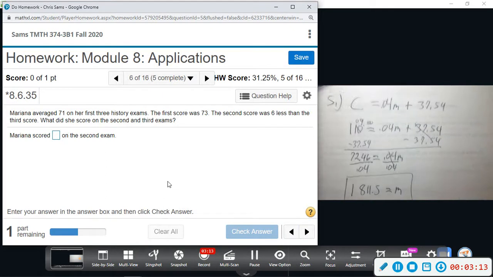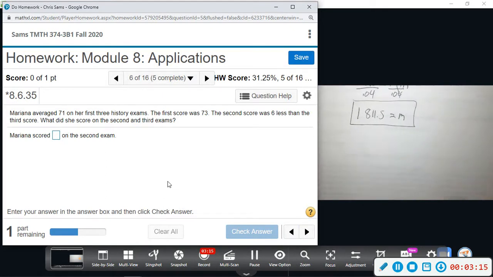All right, number 6. This problem says Mariana averaged 71 on her first 3 history exams. The first score was 73. The second score was 6 less than the third score. What did she score on the second and third exams?